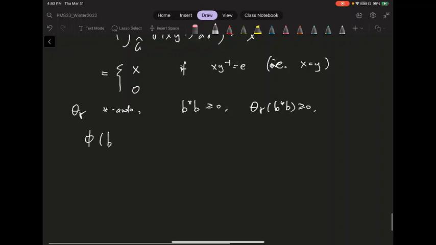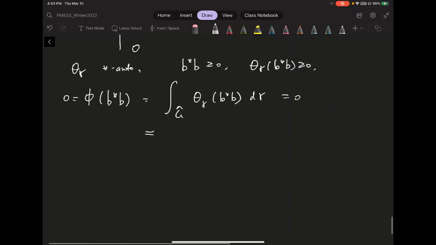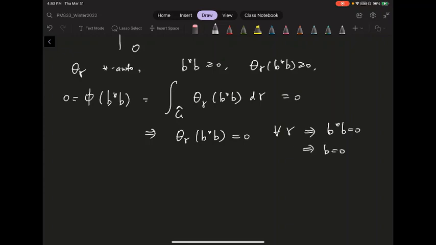So if your conditional expectation is equal to 0, it just means you're integrating a bunch of theta gamma of b star b over this g hat, d gamma, and that's equal to 0. When you integrate a bunch of positive operators and get 0, it just means your operator is essentially 0 almost everywhere. So that implies theta gamma of b star b has to be equal to 0 for all gamma. In particular, b star b is equal to 0, and that implies b has to be equal to 0. So this finishes the proof.